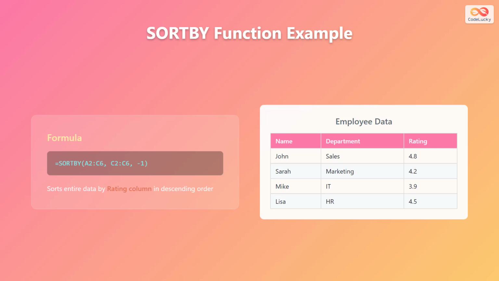Here's an example of how to use the sort by function. The formula shown is equals sort by, open parenthesis, A2:C6, comma, C2:C6, comma, -1, close parenthesis. This formula sorts the entire data set, which includes the name, department, and rating, by the rating column in descending order. The employee data table shows how the data is sorted based on the rating from highest to lowest.